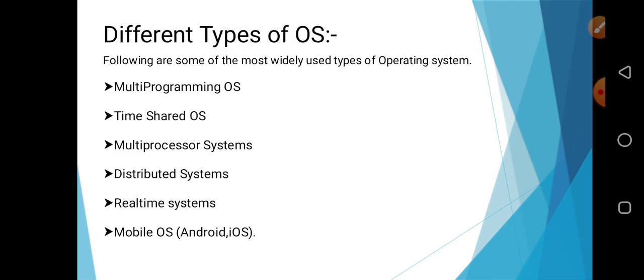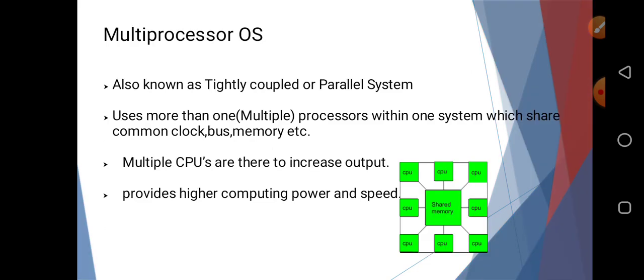In the previous video, that is part 2, I have already discussed the types of OS, that is the real-time OS, multi-programming OS, multitasking OS, along with the different examples, advantages and disadvantages. In this video, we are going to talk about the next types, that is multiprocessor system, distributed system and time sharing OS. Now, multiprocessor system.